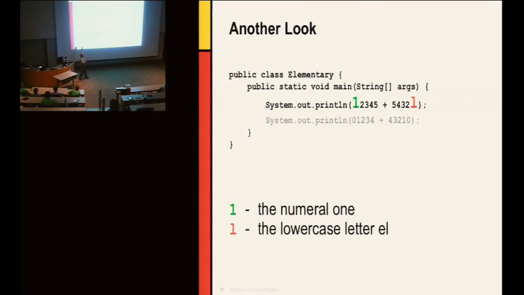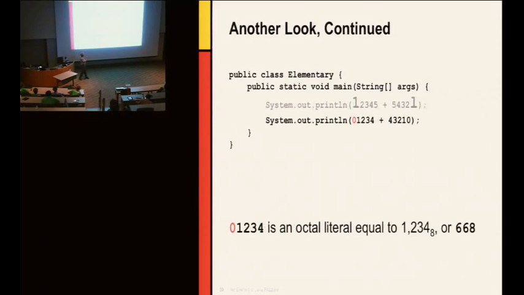And what about the second? Well, the problem here is this O. When you precede an int constant with an O, it is an octal constant. So what is octal? Octal is base 8. And why would anyone use octal? Unix permissions, yes.